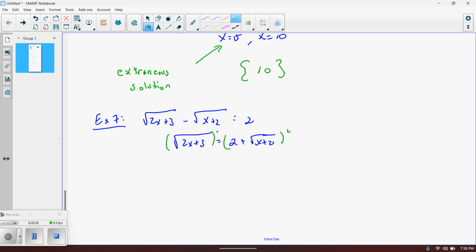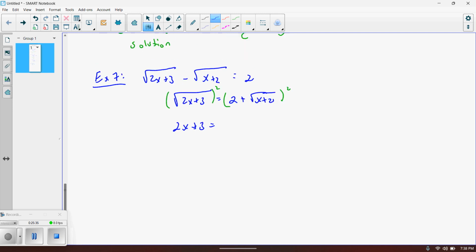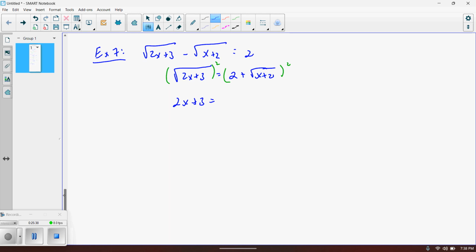Let's square both sides. Now we're going to have 2x plus 3 equals. We are unfortunately going to still be left over with a square root on the right, but we'll deal with that. So if you were to FOIL this out, you're going to get 4. Multiplying those two terms together and then doubling the result is going to give me 4 of those square roots. And then squaring that square root at the end will give you x plus 2.